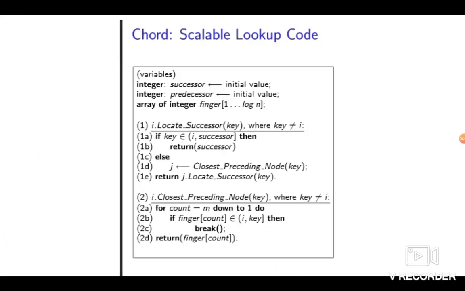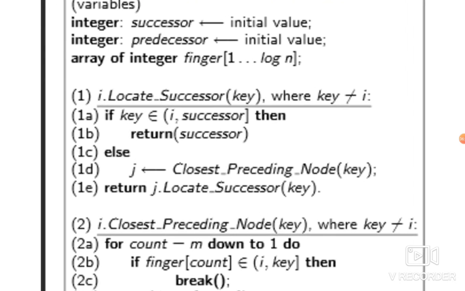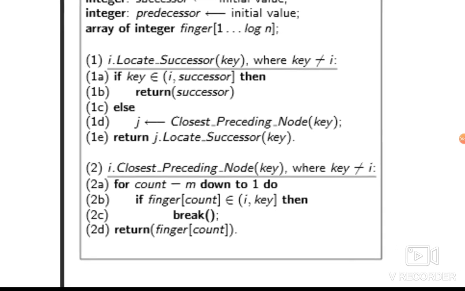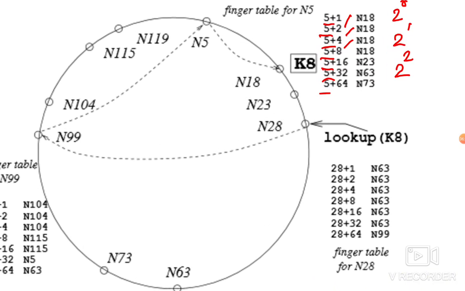The query is now satisfied. In order to improve the algorithm, we go with the scalable lookup. Everything is the same, but what is the difference? If the key is not in I's successor, then you don't need to call the same procedure. You call a separate procedure called closest preceding node. The closest preceding node is used to find an entry from the finger table. So what is a finger table? How do you build the finger table?